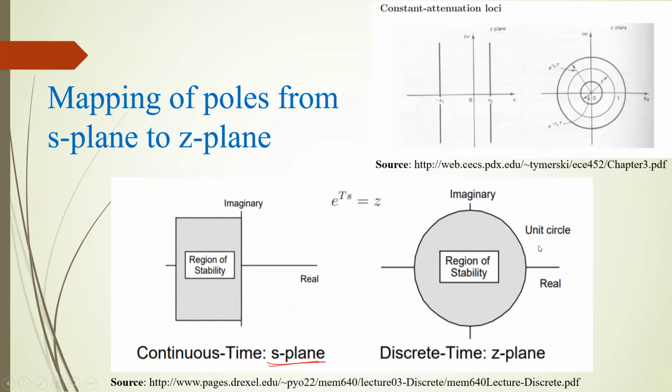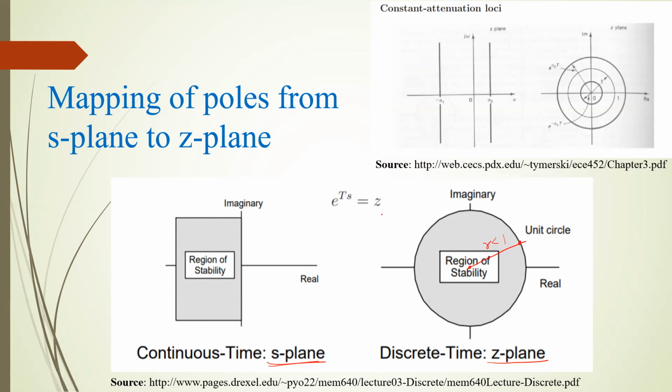This is a different plane and a different domain. This is discrete time, and the S plane was continuous time. In discrete time, which is the Z plane, our region of stability is inside the circle whose radius is less than 1. If the radius is less than 1, then our controller is stable in the discrete time domain. And how can we prove that?